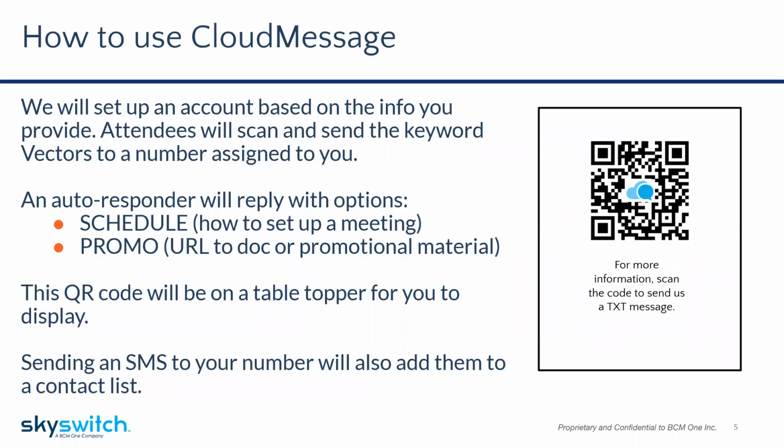So how to use it? Again, we're going to have a little QR code, a table topper put on your table. They'll scan it. So when they walk up and you have a little conversation, you can say, hey, we've got some URLs to reading material or whatever promotional options that you have. You can scan this code to get that. Also, you can schedule meetings with them as well. So when they scan it, they're going to be given the option to schedule or promo. They type in schedule, and that'll be whatever URL or email or telephone number for them to reach out to you to schedule a meeting.